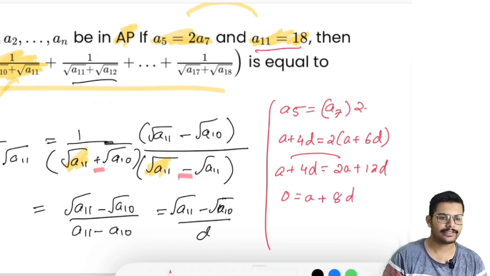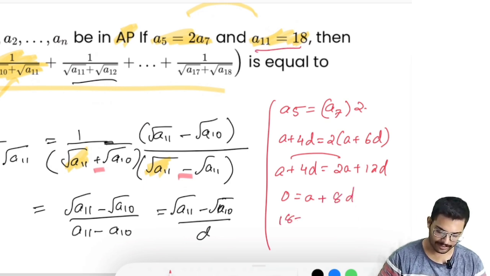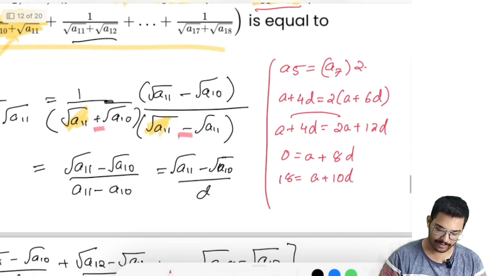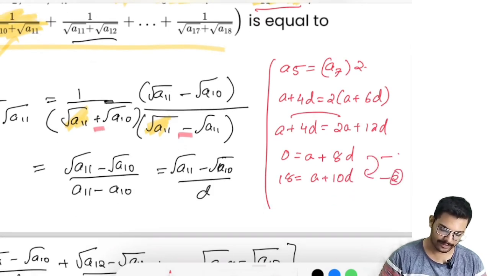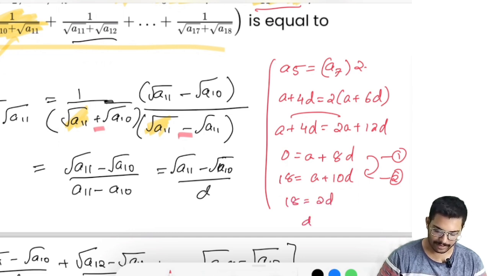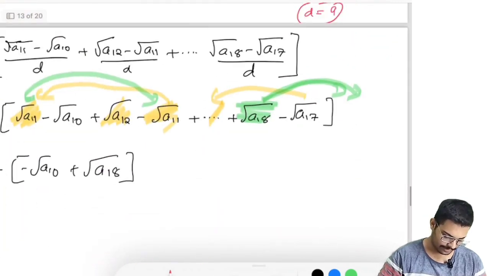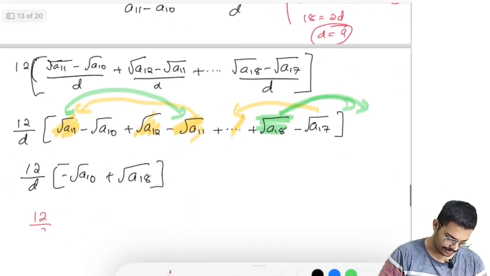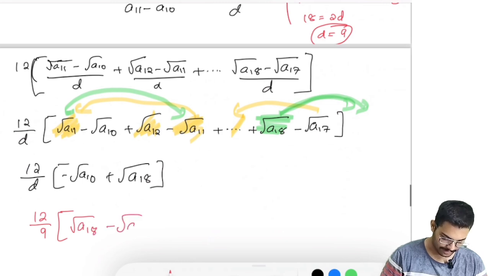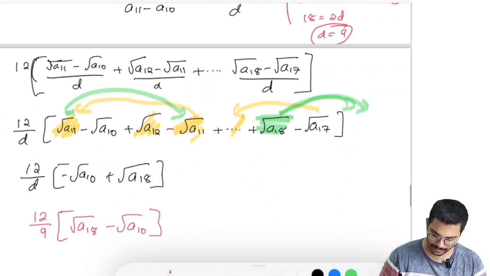Similarly, a11 is equal to 18. 18 equal to a11, and a11 means a plus 10 times d. When you subtract these two, equation 2 minus 1, you will get 18 equal to 2 times d, so the common difference is equal to 9. Common difference equal to 9, which means it is 12 divided by 9. Now this term is root of a18 minus root of a10. How will you calculate?